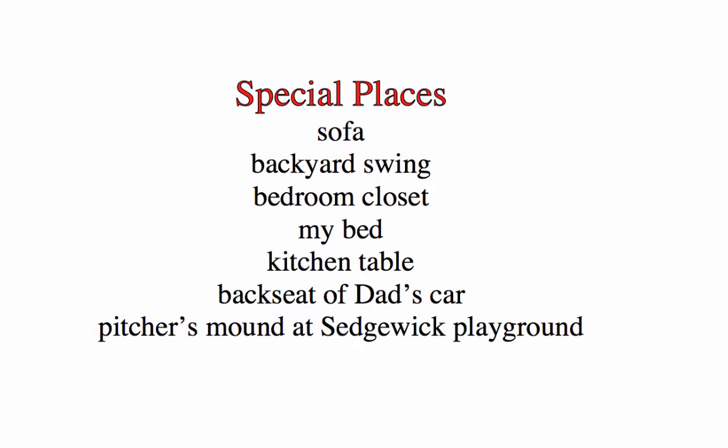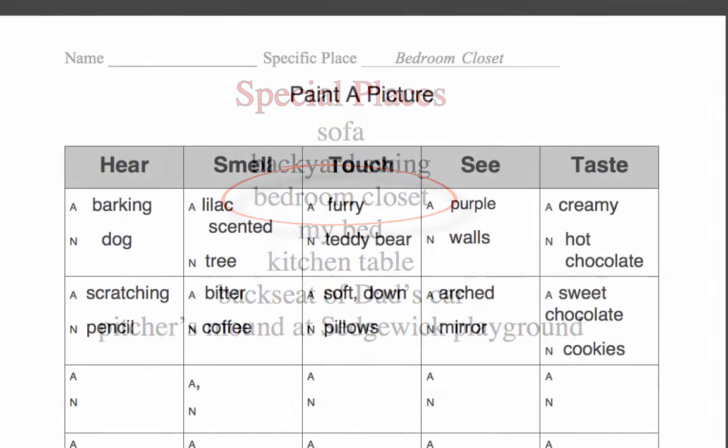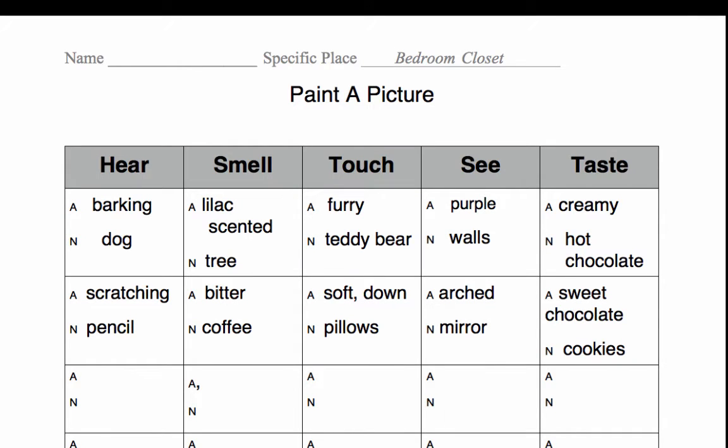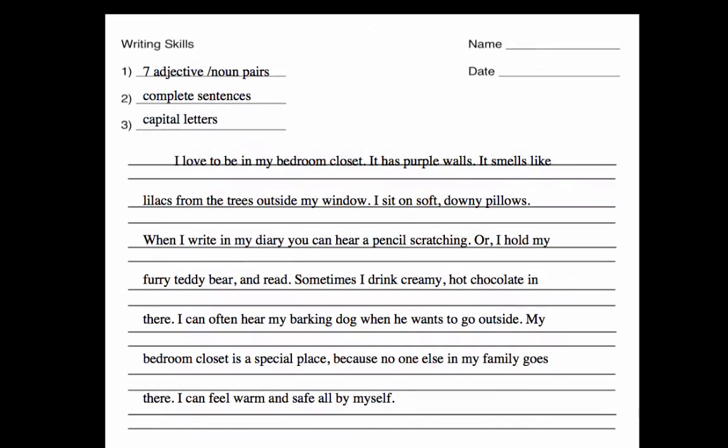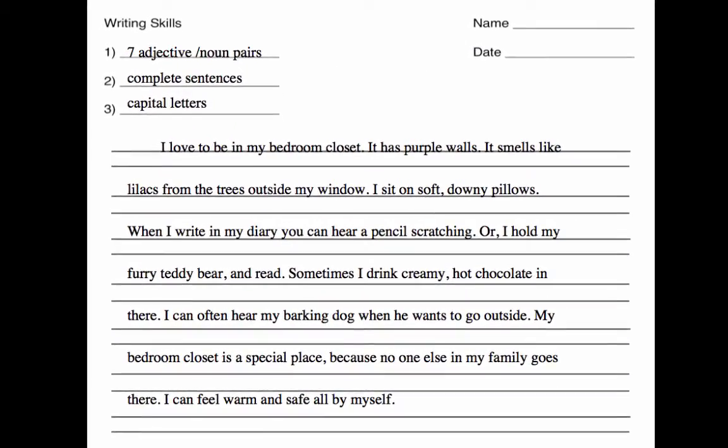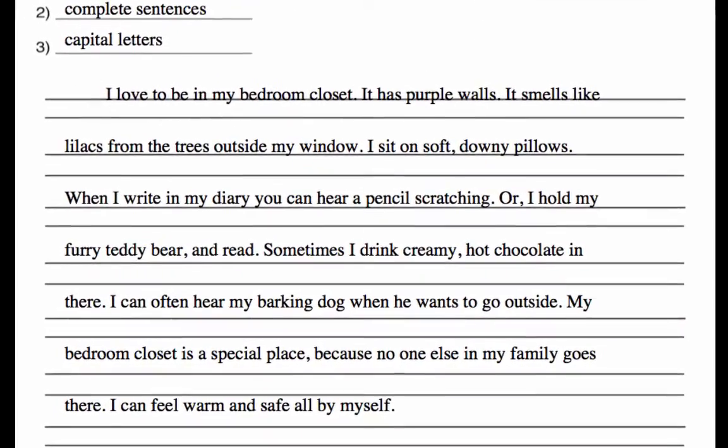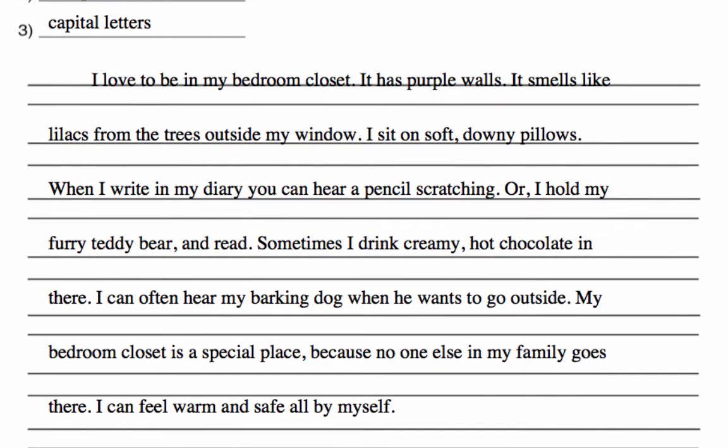In this first writing assignment, we're going to describe a special place. We'll make a chart of the things we can see, hear, feel, smell, and taste at this special place. Then we'll write sentences using these details. Finally, after describing this special place, we'll write a sentence or two telling why this place is special.